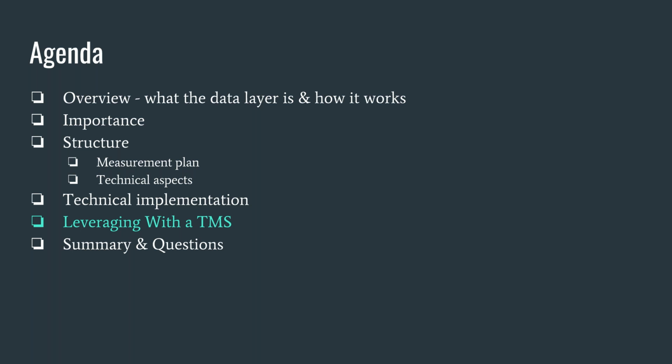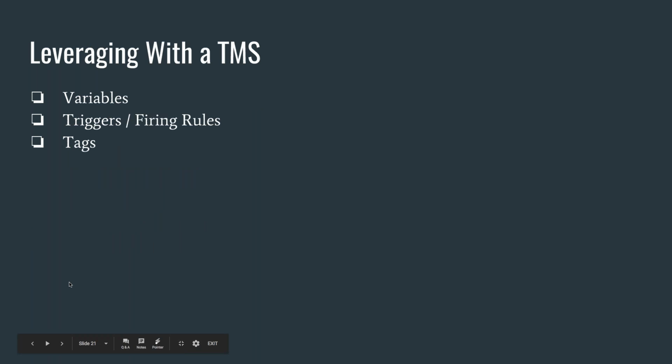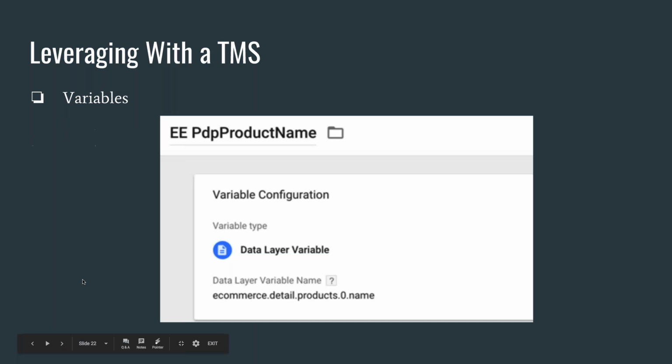I know we've talked a lot about how GTM specifically is working and how variables and tags reference the data layer. Want to provide a few examples here of that. So when leveraging with the tag management system, obviously within your TMS, you pretty much have three different things. You have variables or macros, you have triggers or firing rules, and then you have your actual tags or your pixels. And the data layer, there's interplay with all three of these.